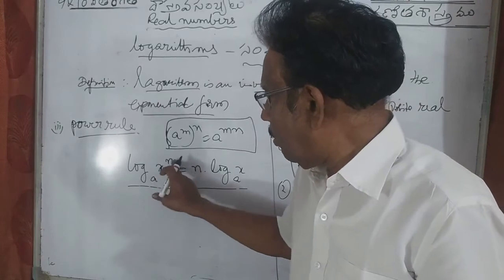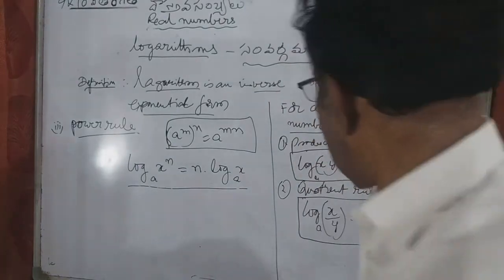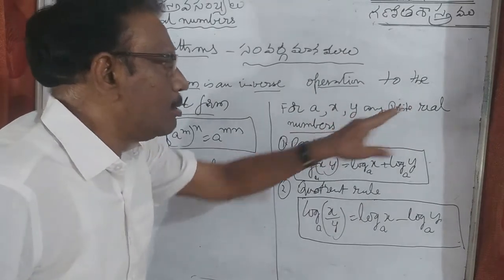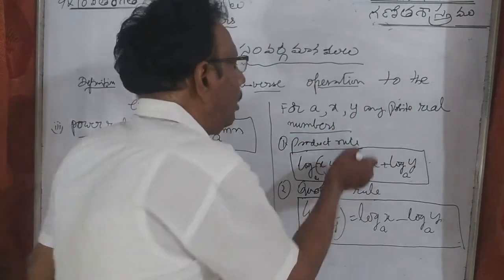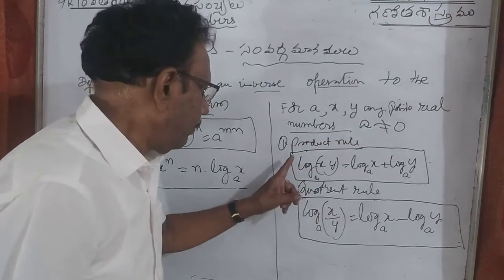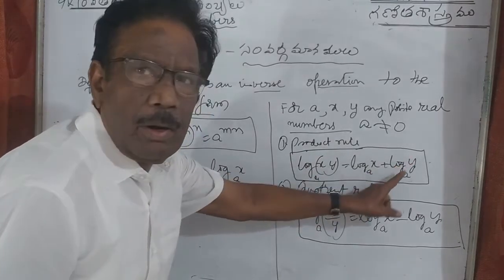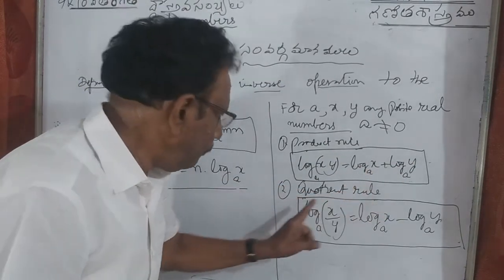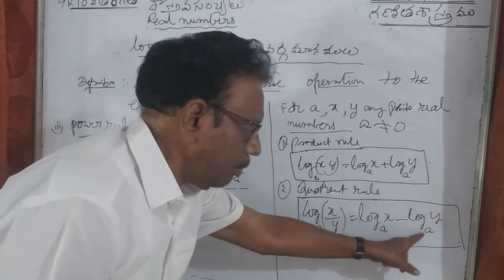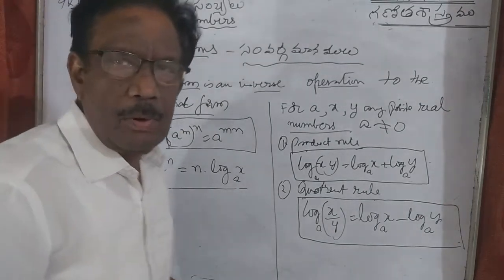So log x to the power of n to base a is equal to n into log x to base a. This is the power rule. Just recall the old ones. For any positive real numbers x and y in general, log to base a, where a is not equal to 1. Remember, a is not equal to 1. What is the product rule? Log xy to base a is equal to log x to base a plus log y to base a. You must remember all these points. Quotient rule: log x by y to base a is equal to log x to base a minus log y to base a. That is the quotient rule. And this is the power rule. These are the three important laws of logarithms.